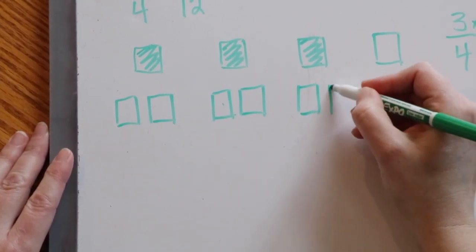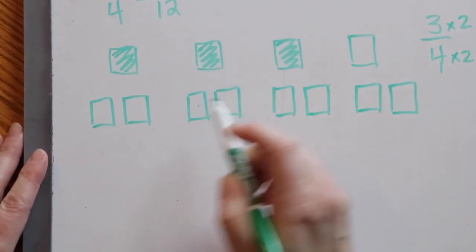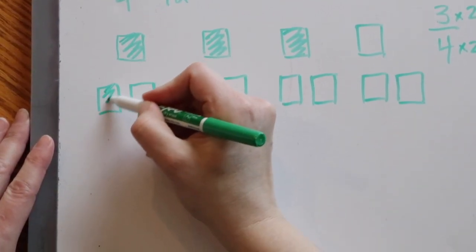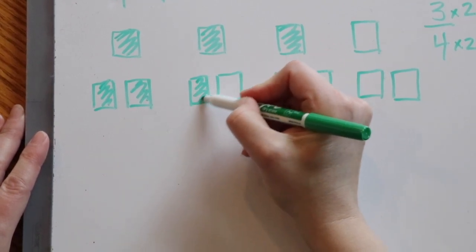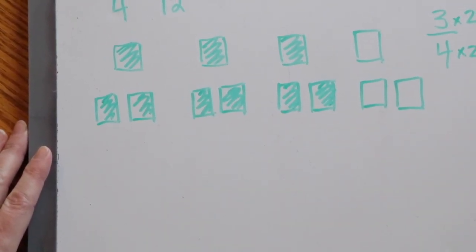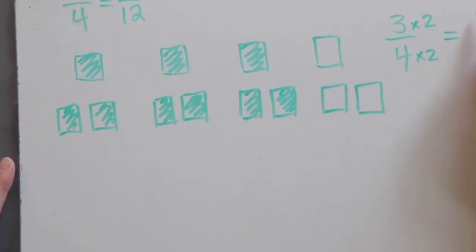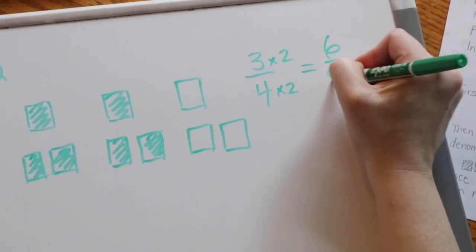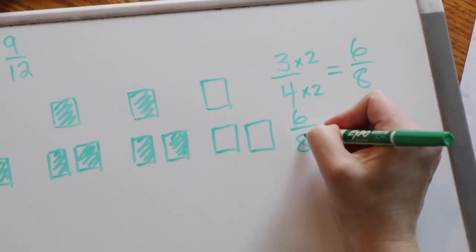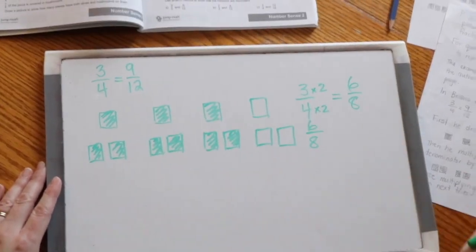above, because now he needs a denominator of 8 squares, because we're multiplying our numerator and our denominator by 2. So that means that 3/4 is equal to 6/8. However, that's not what we want to compare. We want to compare 9/12.